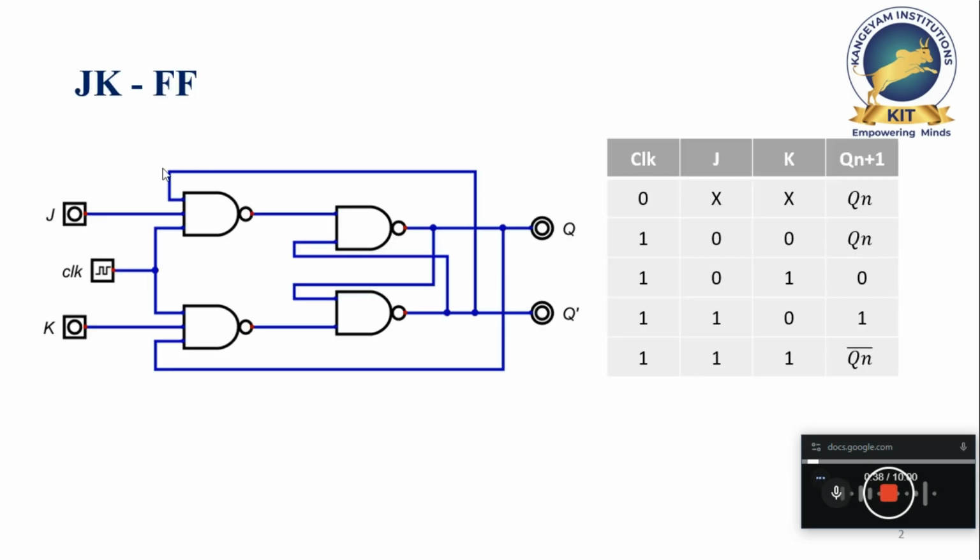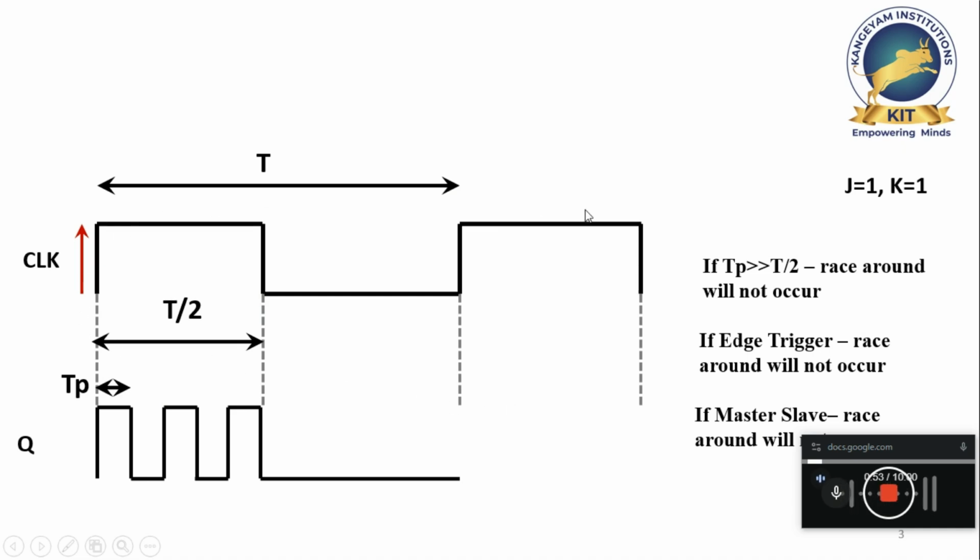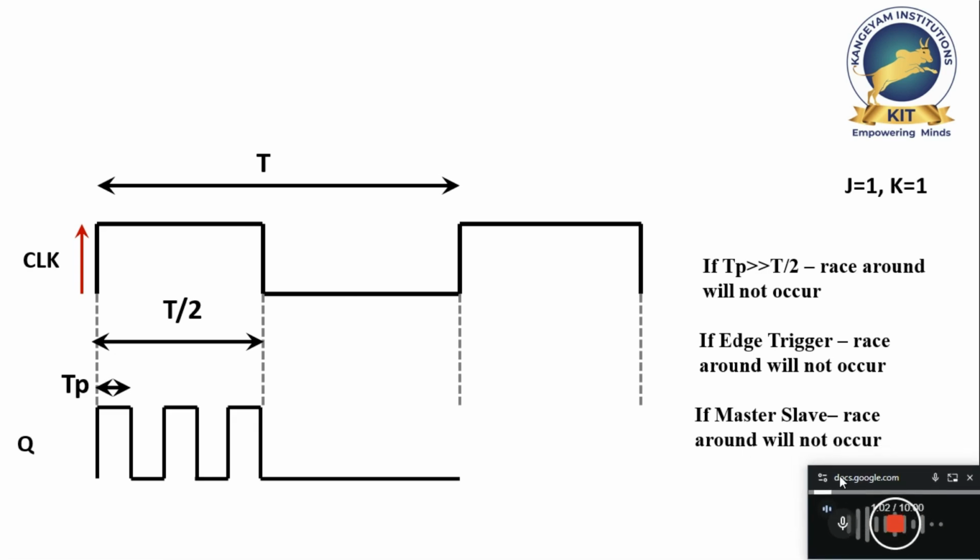So this is our JK flip-flop with its truth table. We know that this is our JK flip-flop, and we are already familiar with the truth table. This was the last topic we have seen. In the last topic we found that if master slave is applied, a race around condition will not occur. So now we are going to see the master slave connection.